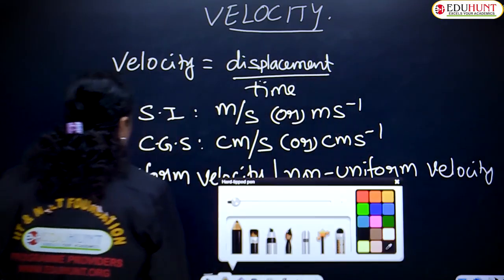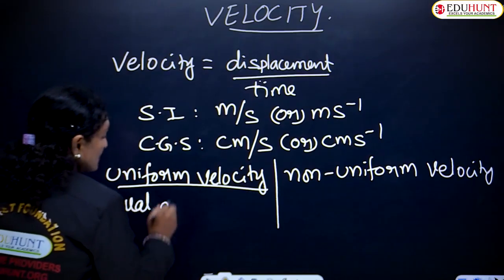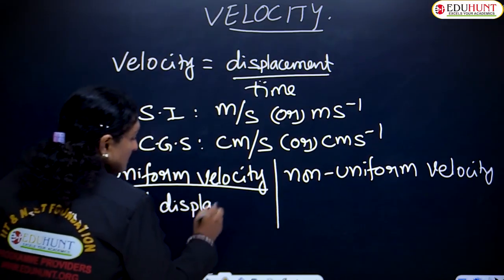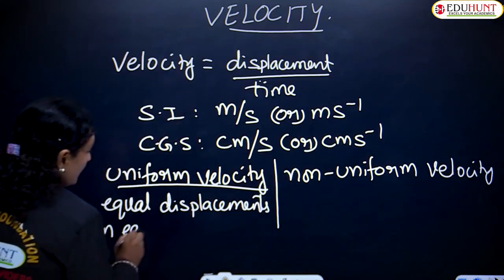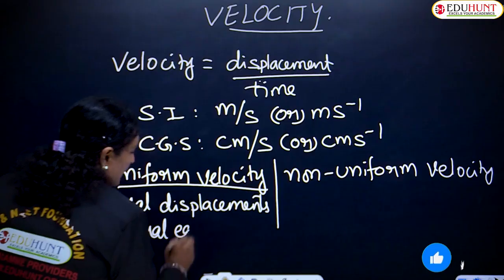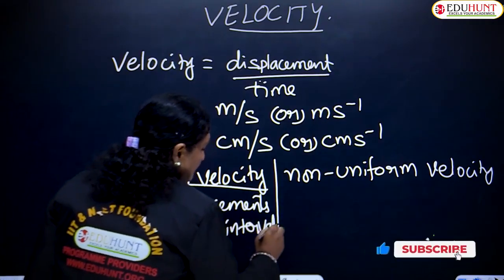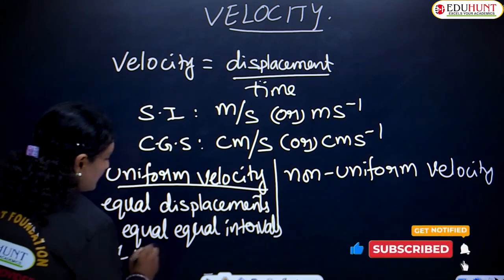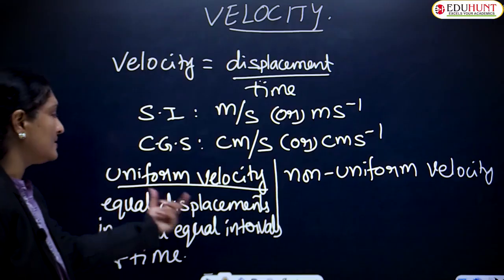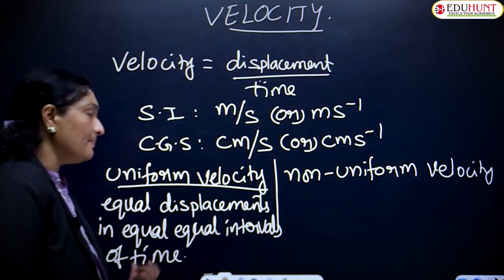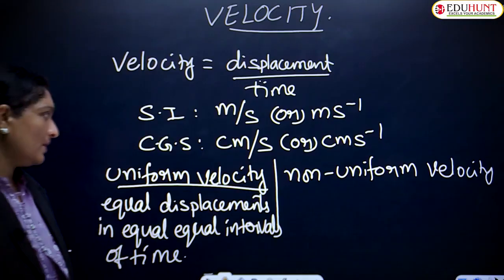So what is uniform velocity, children? If a body covers equal displacements in equal intervals of time, however small the intervals may be, then we say that the body is moving with uniform velocity.